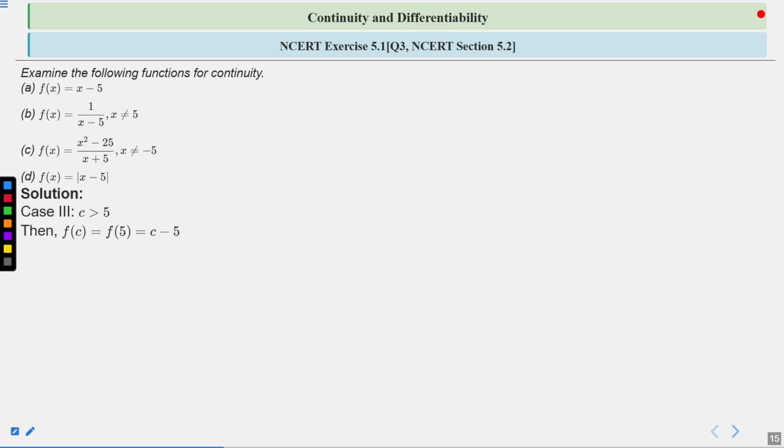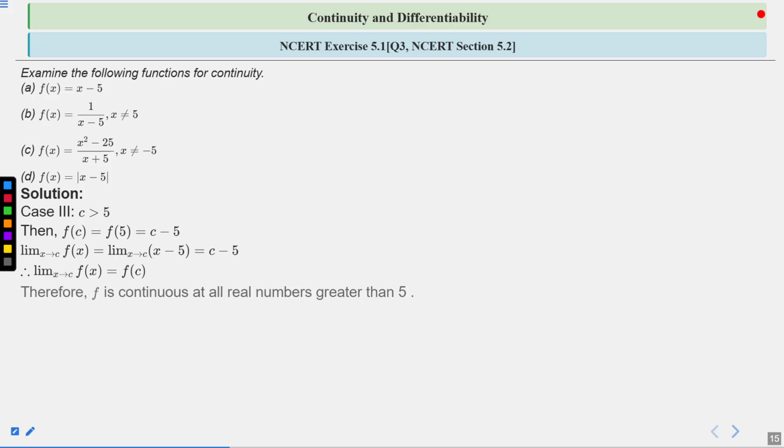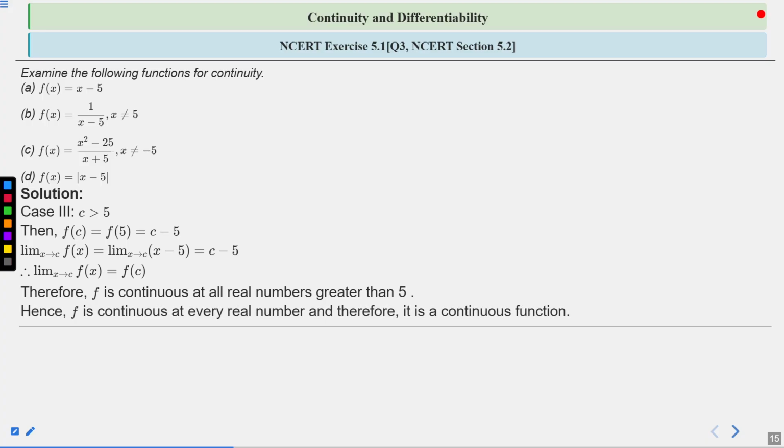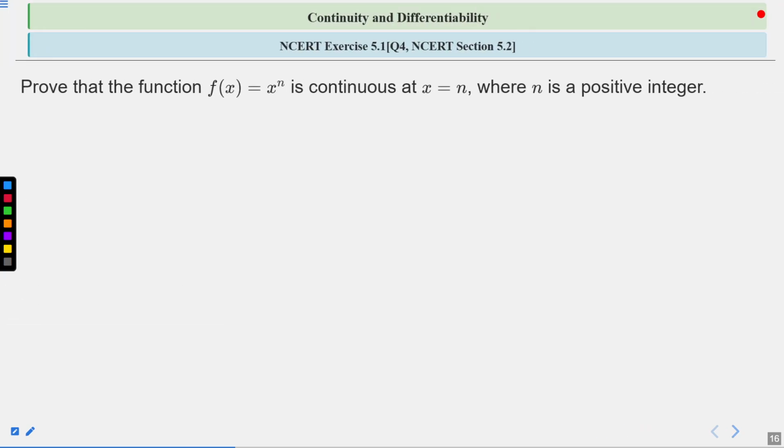So this was the previous question, in which, in part D, if c is greater than 5, then f(c) will be equal to c − 5. Clear? Therefore, limit as x approaches c of f(x) is equal to limit of x − 5, which is coming out to be equal to c − 5. Therefore, limit as x approaches c of f(x) is coming out to be f(c) for the third case also. Hence, f is continuous at every real number, and therefore it is a continuous function. Got it? Okay.